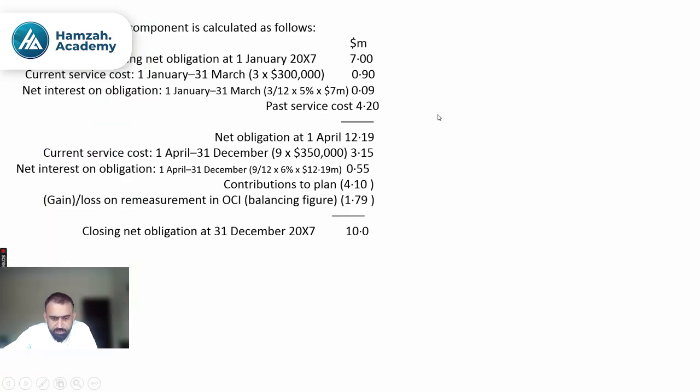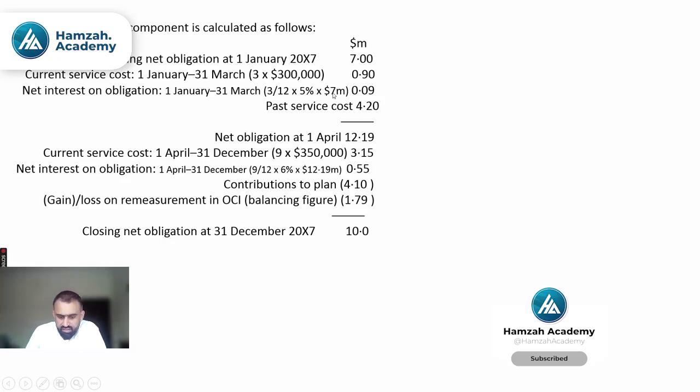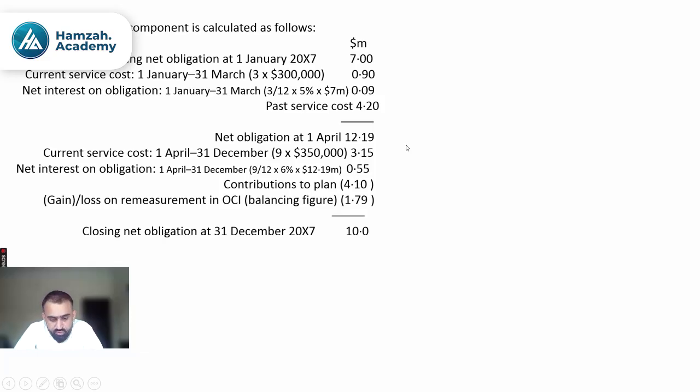As you can see, opening obligation was 7. First 3 months current service cost is 0.9. Past service cost is 4.2, and first 3 month interest calculated on 7 million is 0.09. So the obligation on the date of amendment is 12.19 million. Then the next 9 months current service cost is 3.15 million, 0.35 into 9.